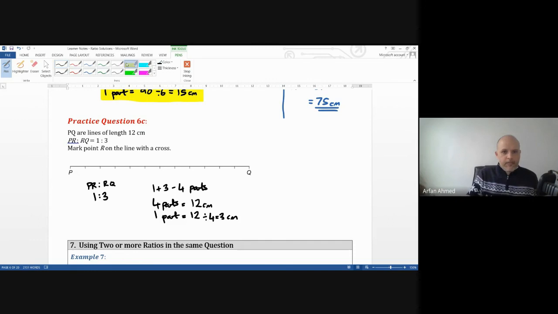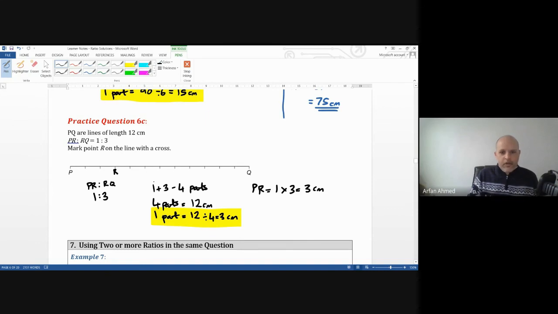Yep. Okay, there's a crucial bit, finding out what one part represents. So P to R is 1 part times 3, which is 3 centimeters. So it's 3 centimeters along, which is going to be 1, 2, 3 right here. So mark on the point R. R is going to be here on the line.